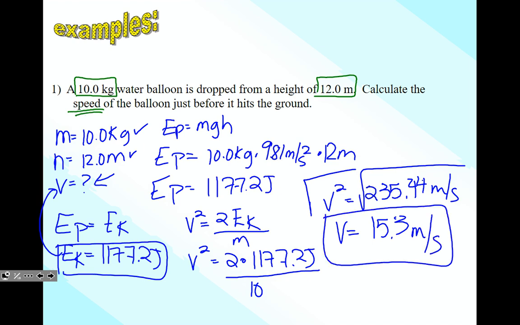So this takes on the concept of the direct transfer of energy. We were able to find the potential energy of 1,177.2 joules. Because that's potential energy, we know that we can transfer that to kinetic energy, and we're going to make the assumption that there's no loss. So now that we have our kinetic energy, we can definitely find our speed. Okay, not too bad.